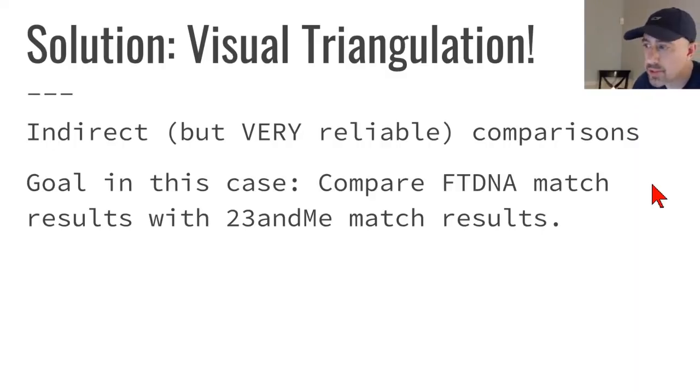So I offer a solution for cases like this, and the solution I offer is visual triangulation, which gives us the opportunity to make indirect but very reliable comparisons, I believe. And the goal in this case is to compare a Family Tree DNA match with some 23andMe matches.